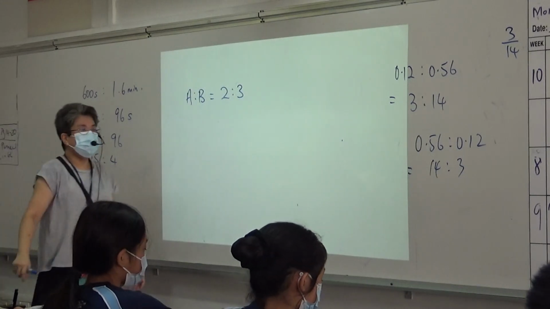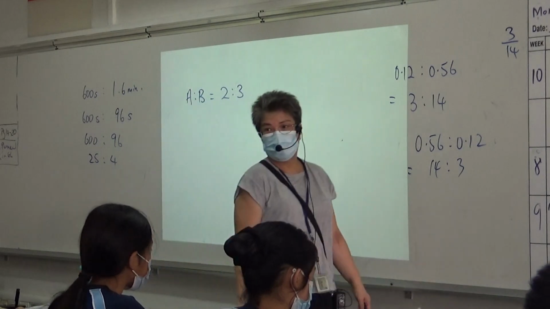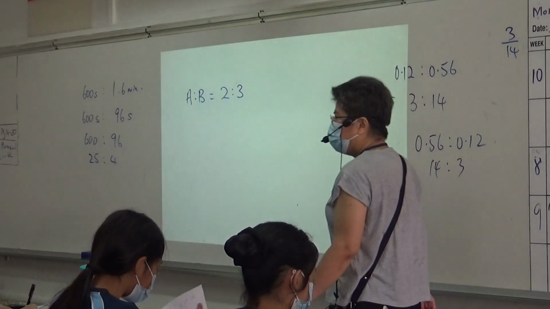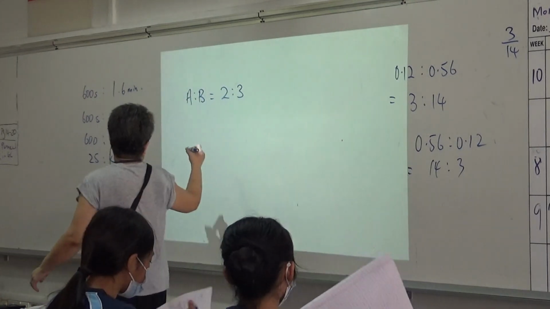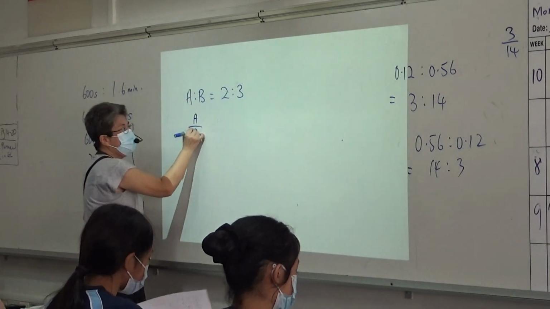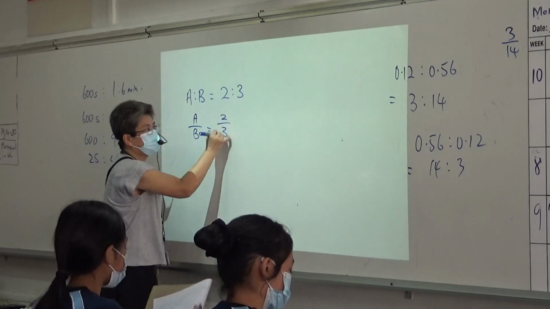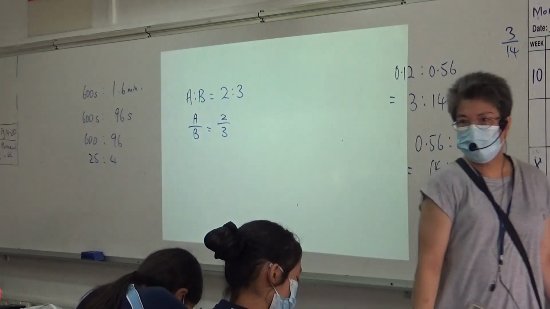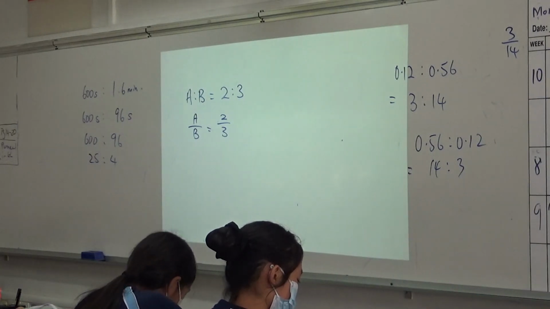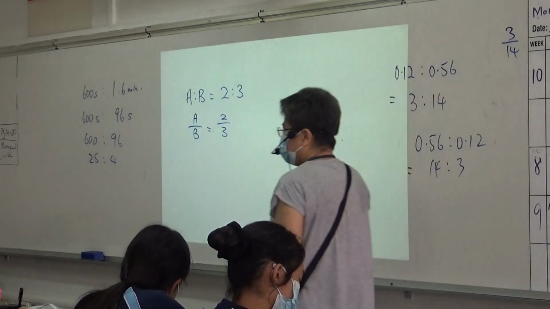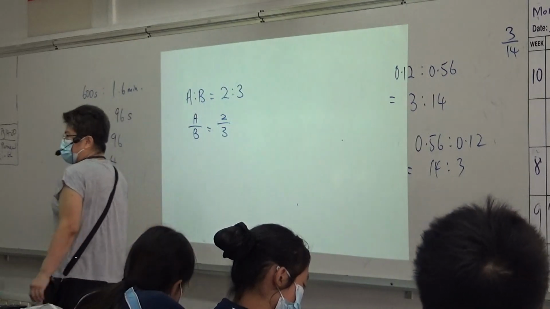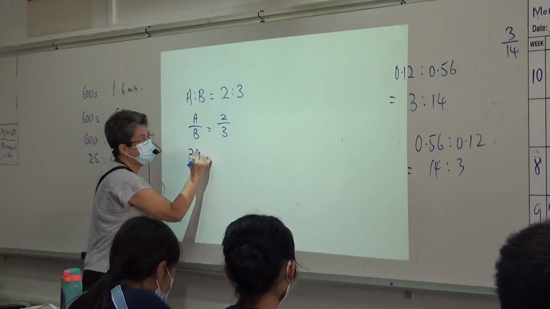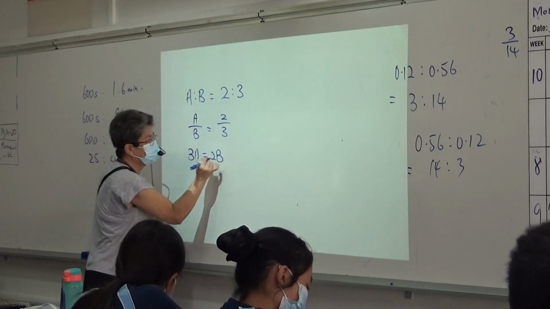A is to B is 2 is to 3. All of you write down in your notebook. That means A over B is 2 over 3. Do you all agree? Yeah. This is the equivalent form, right? Okay. What if I cross multiply? 3A will be equals to 2B.